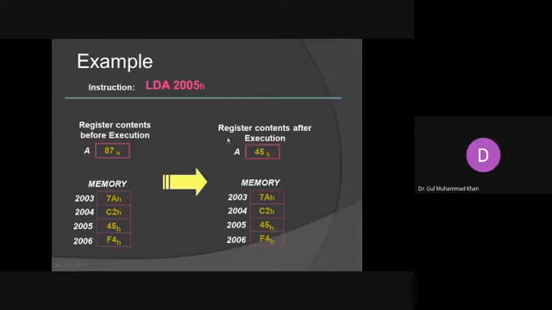So let me repeat this particular instruction again. LDA 2005H actually means transfer or load the contents of this memory location to accumulator. Before the instruction was executed, accumulator was having a value 87H, and once the instruction was executed, the value from this particular memory location is transferred to accumulator, and you can see this is the final value of accumulator. So again, since it is overwritten by this particular value, the previous value is gone.